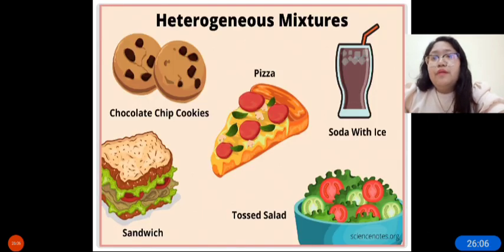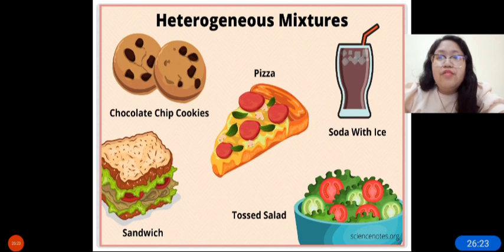Another example of heterogeneous mixtures includes chocolate chip cookies. We could distinguish the cookie from the chocolate chips. And we also have pizza. We can see the cheese, the dough, the pepperoni. What's that? I think that is basil. So yes, we can still distinguish the parts. Then we have soda with ice, sandwich, and tossed salad.